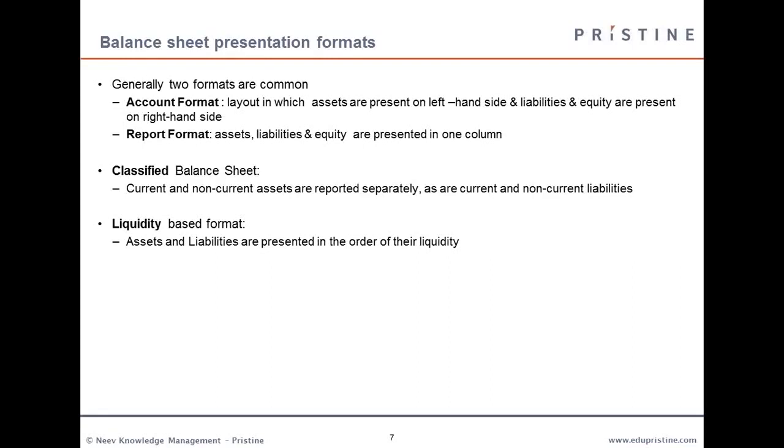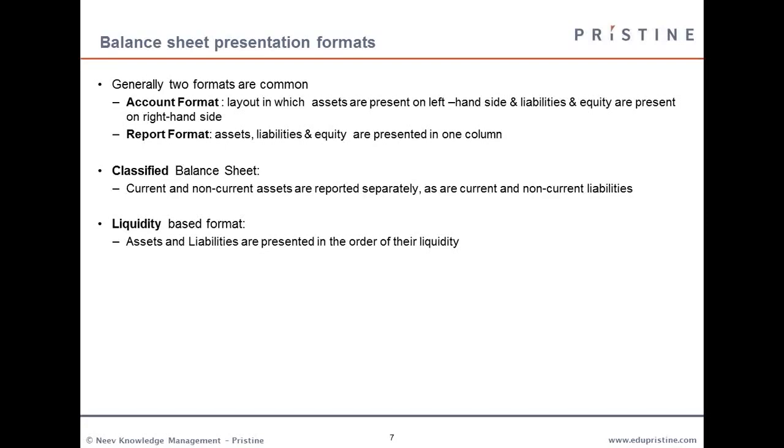The order in which the assets and liabilities are presented classifies the balance sheet into two types. In a classified balance sheet, the current and non-current assets are reported separately, and the current and non-current liabilities are reported separately. All the current assets are grouped together and reported separately. In the liquidity based format, there is no grouping as in the earlier case. The assets and liabilities are presented in the order of their liquidity.